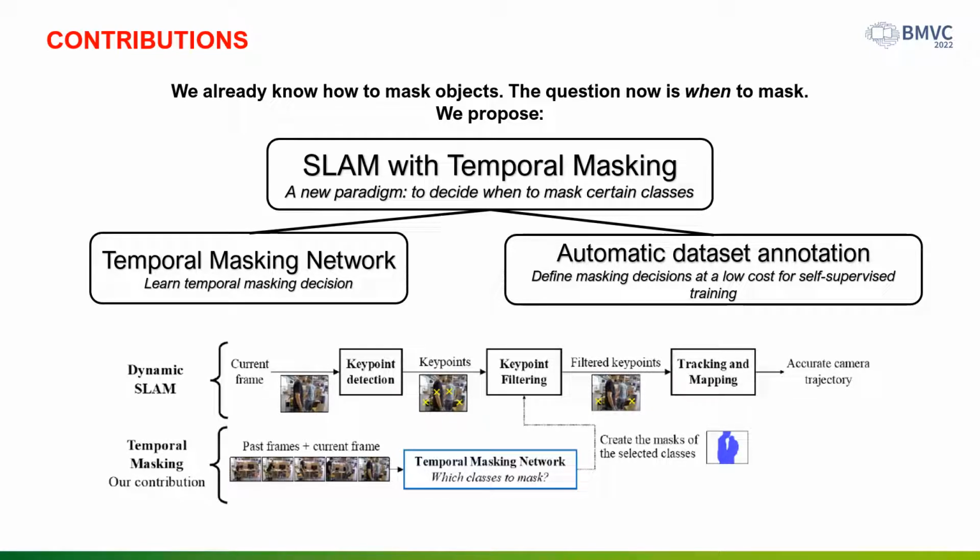Our approach in general consists in a layer on top of existing dynamic SLAMs. Dynamic SLAMs typically consist of input frames, key point detection, key point filtering, then tracking and mapping. In our case, we use temporal masking to infer frame by frame which classes have to be masked. So our approach works as a binary trigger on the key point filtering step, meaning that if our network infers that a certain class has to be masked, then we segment all objects of this class and input this mask in the key point filtering step, altering it.